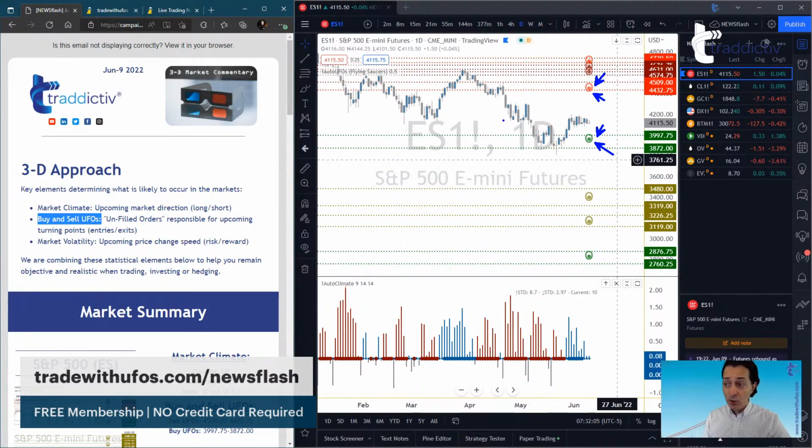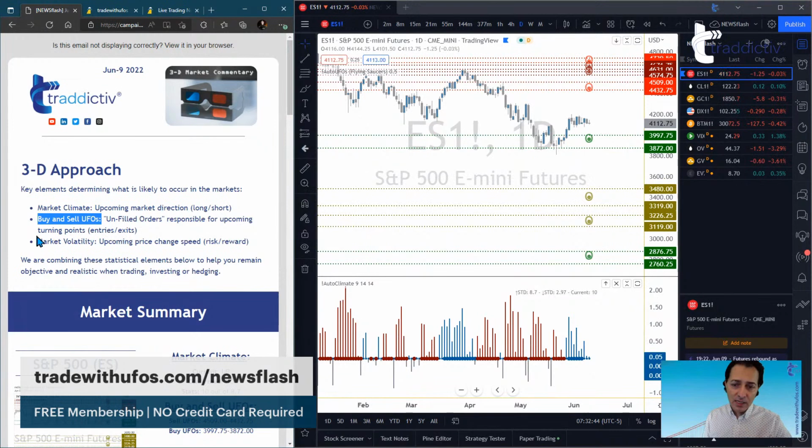In other words, knowing where the buy and sell on-field orders are in the market is absolutely key for you to understand market timing, to know when to enter, to know when to exit. You can use it by itself. You can combine it with other methodologies. Whatever your style is in trading, long-term or short-term, hopefully this market commentary, this market analysis, will be very helpful to you.